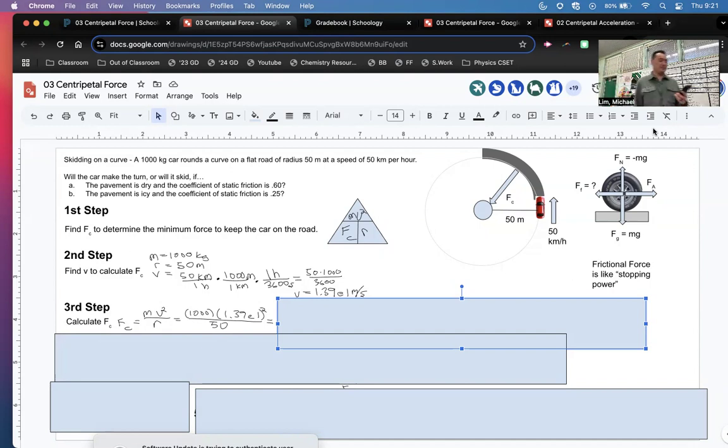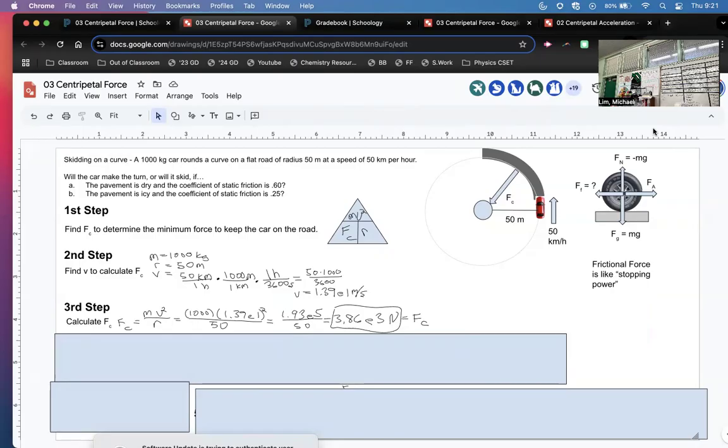She got 3,864. Everyone else in the class, you can use 3.86 times 10 to the third power. Crystal, will you move your bag so I can see what you do on your table?